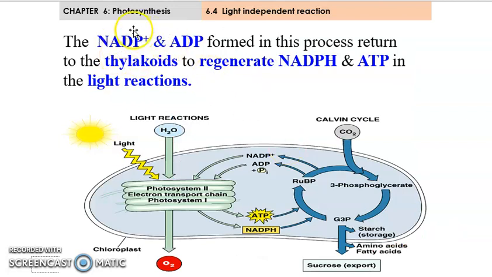Okay, so what happened to the NADP plus? Okay, that formed in the Calvin cycle. So it will return to the thylakoid to regenerate NADPH and ATP in the light reaction. So maksudnya, okay, selepas sahaja dah berlakunya Calvin cycle, okay, so NADPH tadi dia dah oxidize to become NADP+, okay, and then ATP bila dia transfer phosphate group tadi, so dah convert jadi ADP kan. So what happened to NADP plus and also ADP, it will return to the thylakoid for the process of light dependent reaction untuk regenerate semula NADPH dan juga ATP.